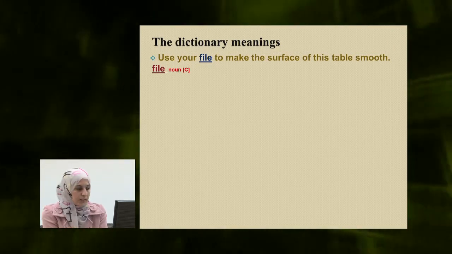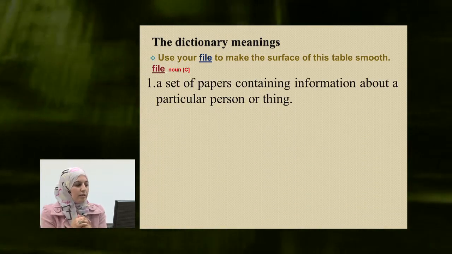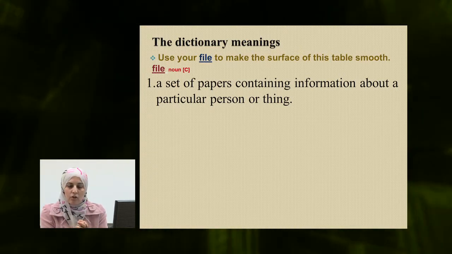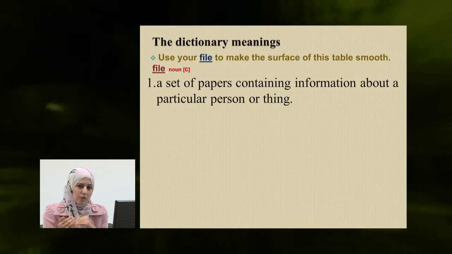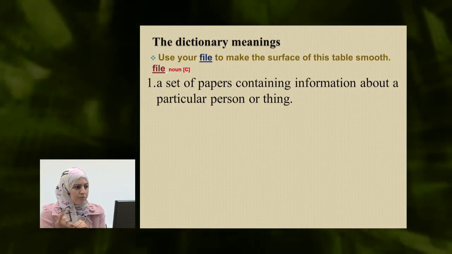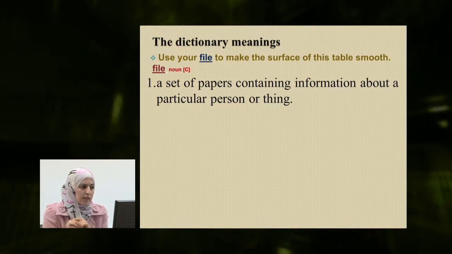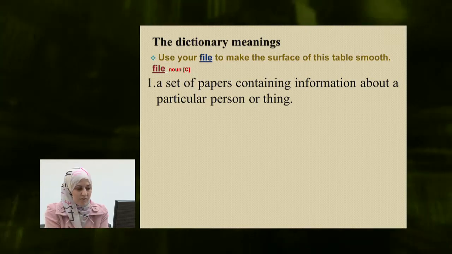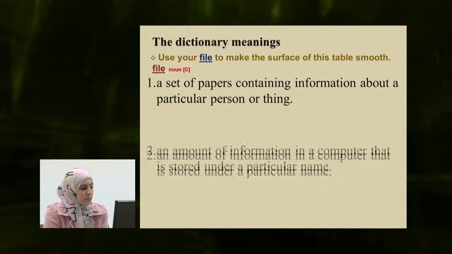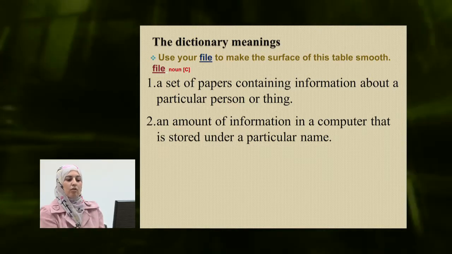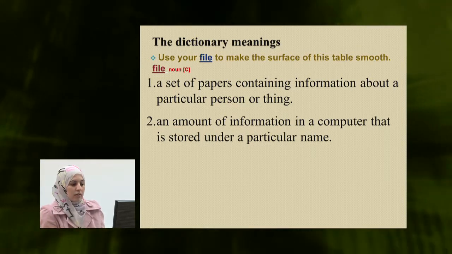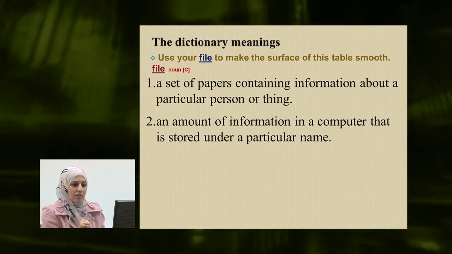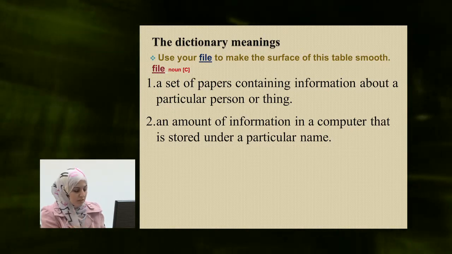So, file as a noun, countable, a set of papers containing information about a particular person or thing. So, try to apply this to your sentence. Use your file to make the surface smooth. A set of papers, so you use a set of papers to make a table smooth. It doesn't fit in. Let's see number 2. An amount of information in a computer that is stored under a particular name. Again, computer information. Table smooth, doesn't fit in.